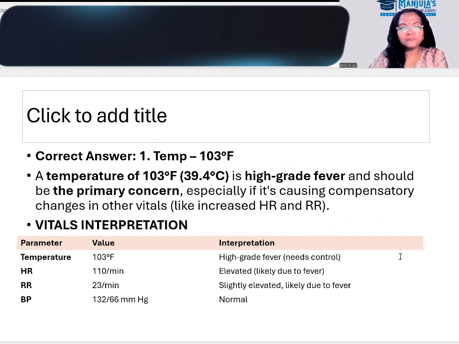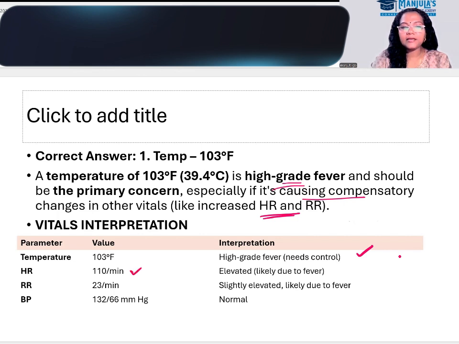So here also temperature has to be managed because we have high grade fever and that should be of concern, especially if it is causing compensatory changes in other vital signs like heart rate or respiratory rate if they increase. Now the temperature is 103, which is high grade fever. It needs to be controlled.